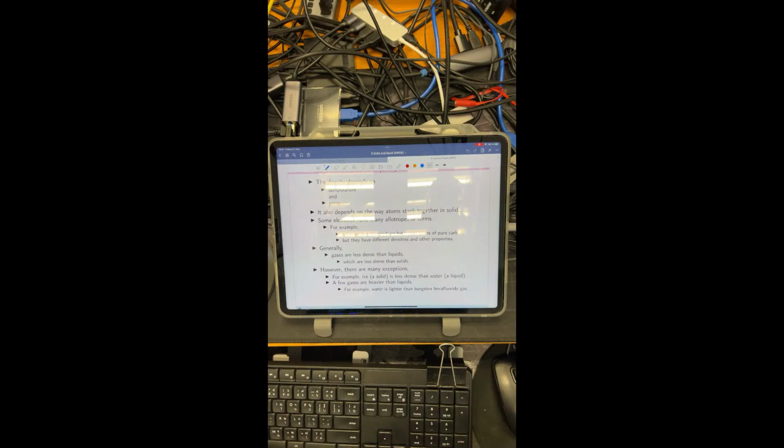A few gases can have more density than liquids. For example, water is lighter than tungsten hexafluoride gas.